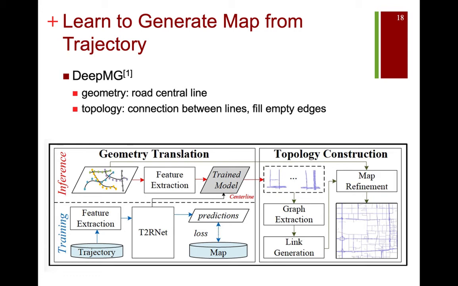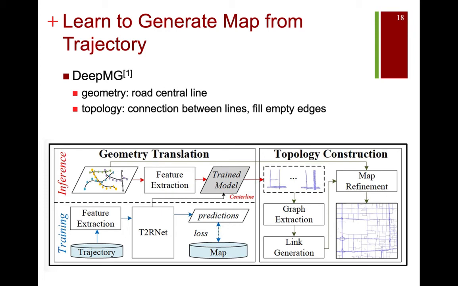So here, it will make use of the trajectory data again to refine the map structure, and this process is just similar to the traditional method of doing map inference. So I'm not going to discuss too much about the map inference.